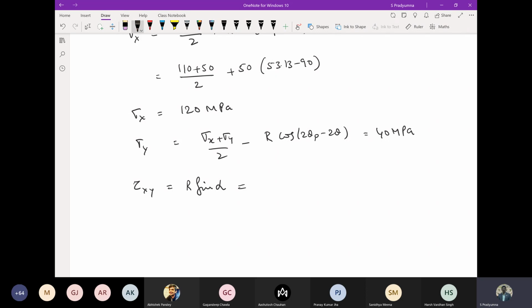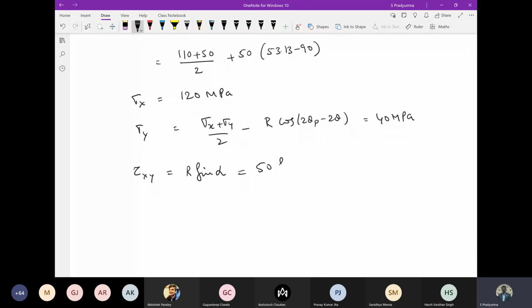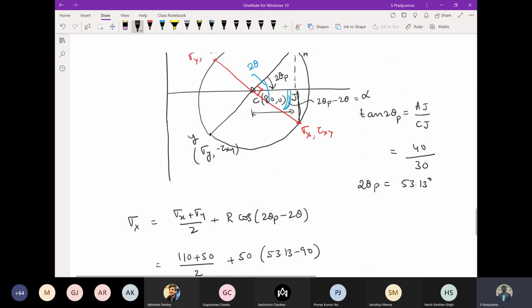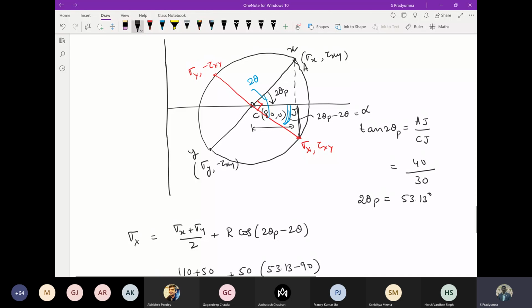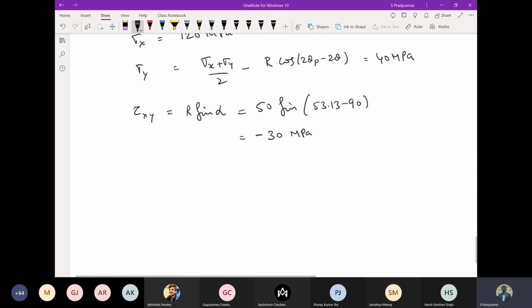R is equal to how much? What was the value of R? 50. 50, right? Yeah. It is 50 into sine of (53.13 minus 90). This is the value of alpha. So this will be equal to minus 30. Minus 30 is the value of tau capital X. I can measure it from here itself because it is below the sigma axis, in the negative tau direction. So therefore I can say that tau xy is equal to minus 30.